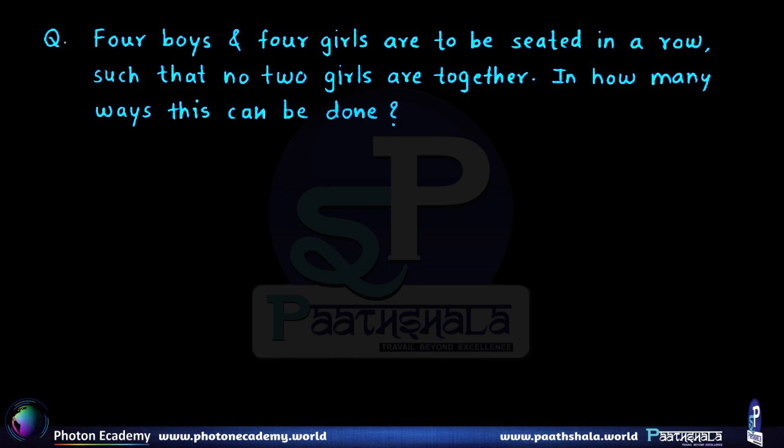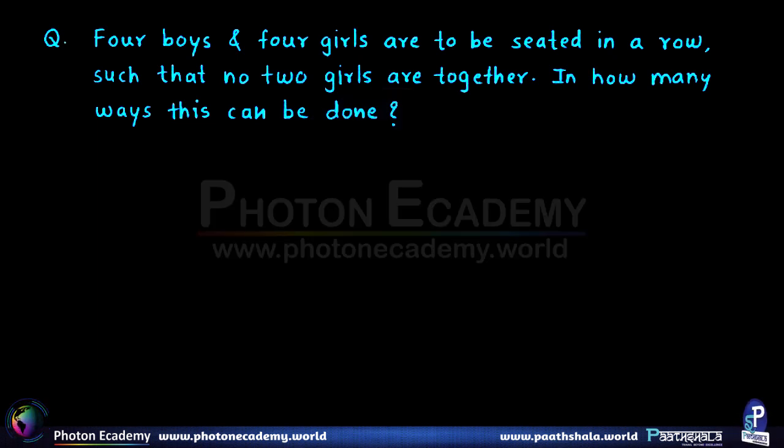Now let's see the next question. 4 boys and 4 girls are to be seated in a row such that no 2 girls are together. In how many ways can this be done? Now to solve this type of question, let us draw a diagram like this.